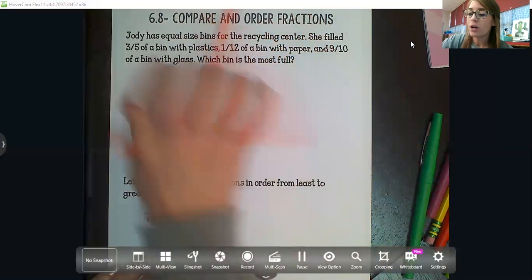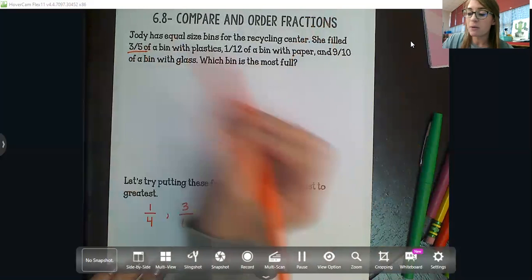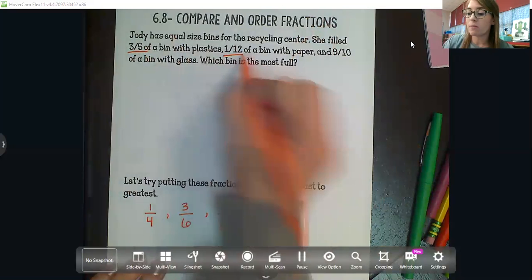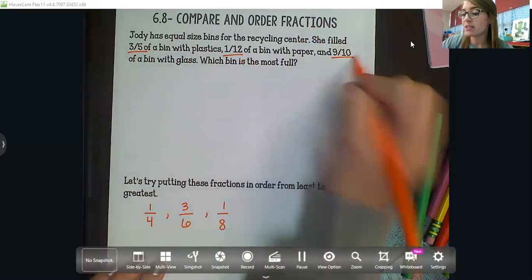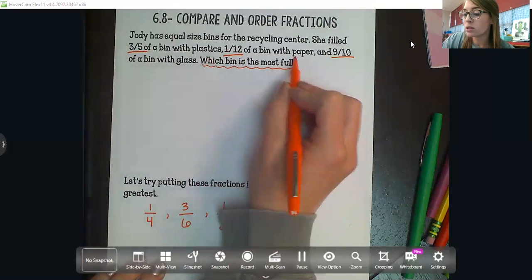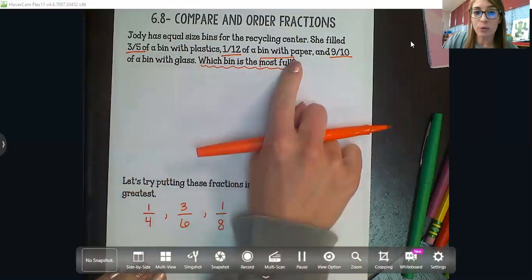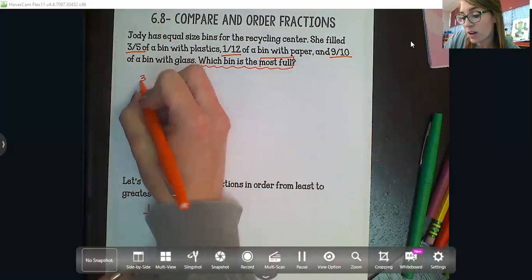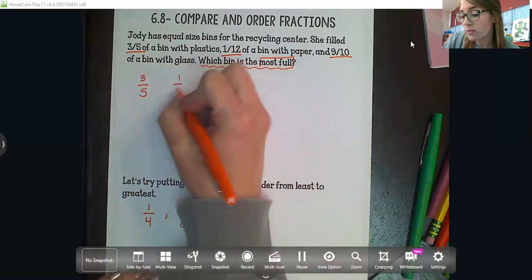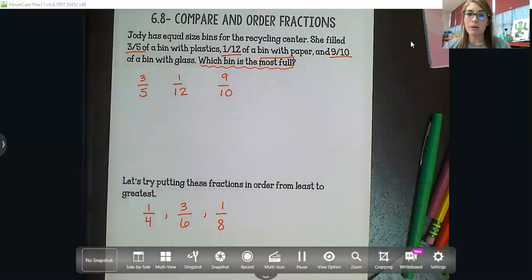Okay. So Jody has equal size bins for the recycling center. She filled 3/5 of a bin with plastics, 1/12 of a bin with paper, and 9/10 of a bin with glass. And they want us to figure out which bin is the most full. So which is the greatest fraction. So I'm going to go ahead and write down our three fractions that we were given in the problem. We were given 3/5, 1/12, and 9/10.